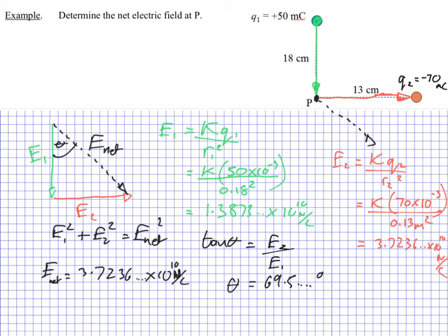So I'm going to restate my answer in correct significant digits. I'm going to say 3.7 times 10 to the 10 newtons per coulomb, and then 70 degrees. I'm rounding this up to 70, and I'm going to say that it's going from the south this way, which is east. So it's going to be east of south. Okay, and there we go.